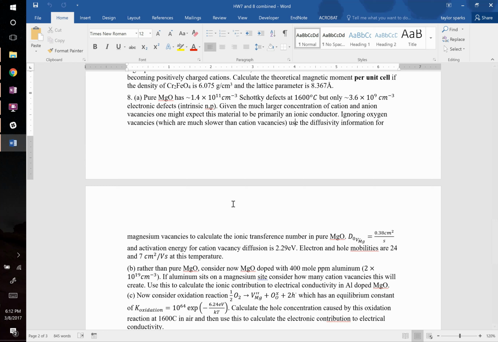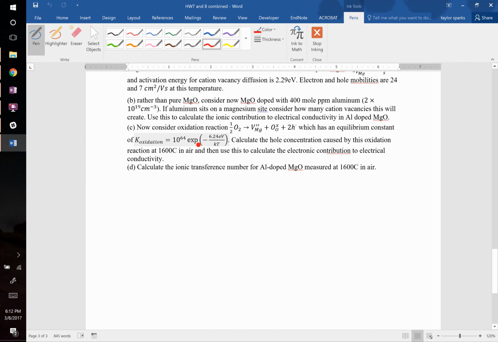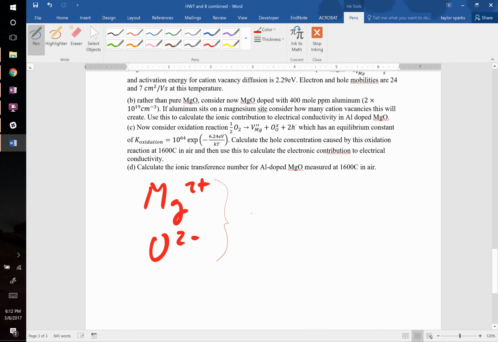What do I mean by ignore it because it's slow? What I mean is that if your overall conduction is going to be due to ions, you've got to have magnesium 2+ and oxygen 2-. You have to have both of these traveling. You can't just have one of them. Because if magnesium only is able to travel, then as it travels, it's going to build up a delta positive and a delta negative, which will eventually resist further magnesium from traveling. So you have to have both of these.